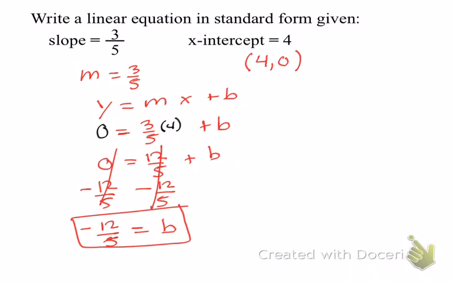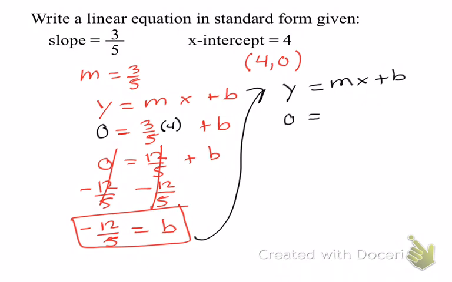You go back to y equals mx plus b, and you substitute y equals the slope, which is... the y is 0. 0 equals 3/5, 12 fifths. Wait, no, this is the slope. 12/5 is the y-intercept. You're right, I'm wrong.